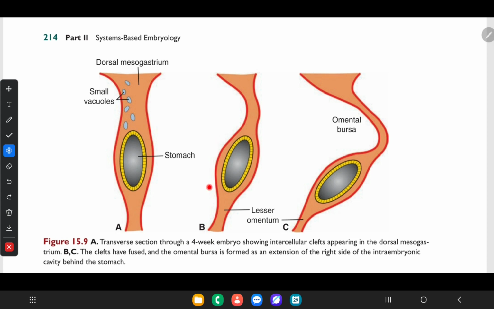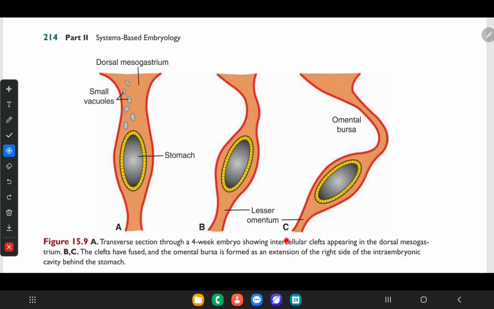Once it rotates, there is formation of a space behind the stomach. It is called the omental bursa. This omental bursa is also called the lesser peritoneal sac. Not only that, due to this rotation of the stomach, that means the longitudinal rotation as well as the antero-posterior rotation, the ventral mesogastrium somewhat pulls towards the right side.